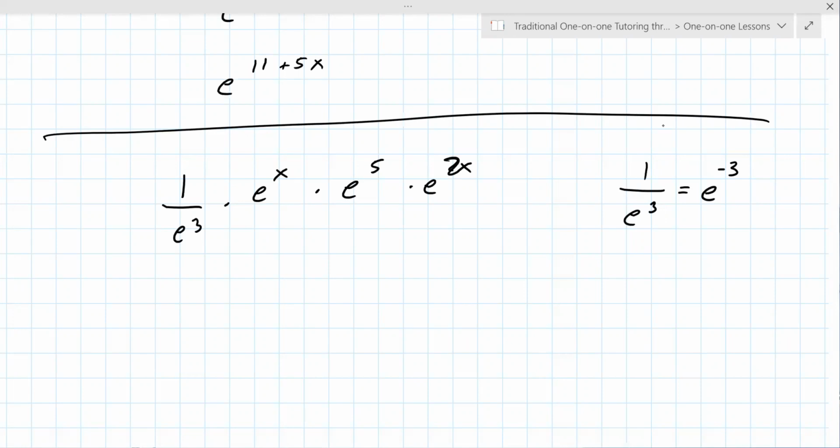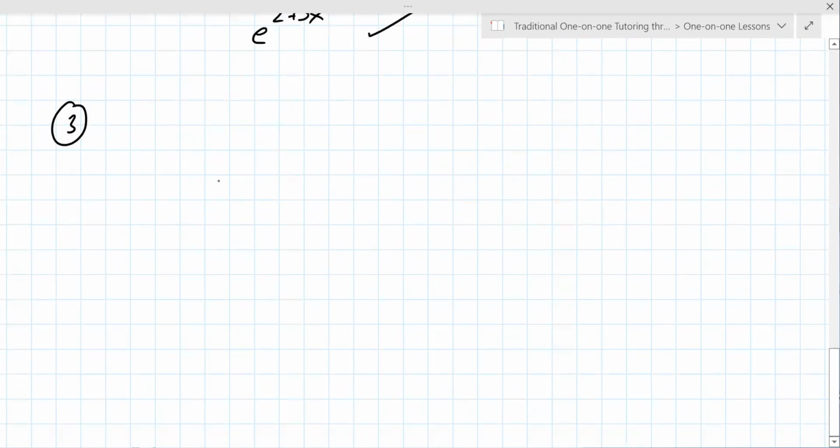So it'd be e to the 2 plus e to the 3x. Like this. Yes, perfect. Okay, let's look at number 3. So number 3 is the property of exponents here.